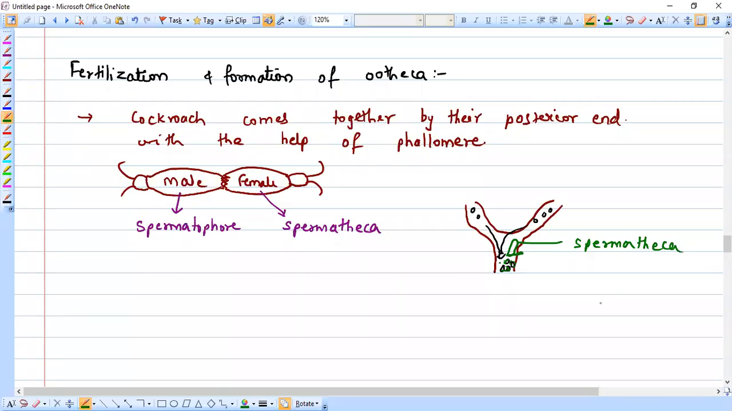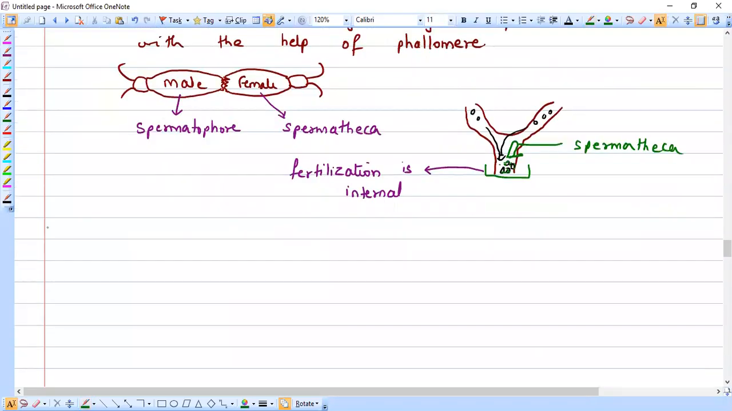And finally, what happens? Very important part with respect to cockroach: since cockroach belongs to invertebrate, non-chordates, the fertilization is internal. The fertilization of cockroach is internal. And finally, after fertilization, what will happen? The cockroach will produce Uthika.